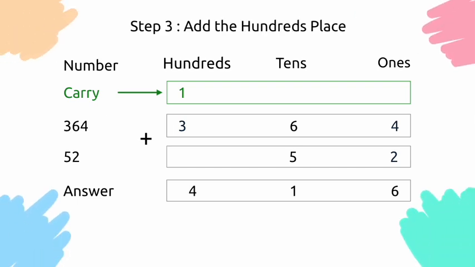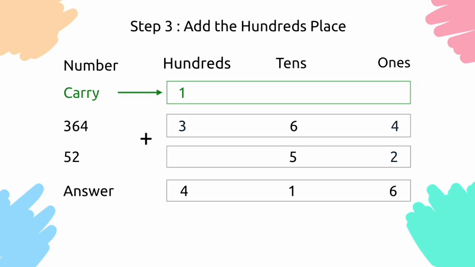Step 3. Add the hundreds place. Finally, let's add the hundreds place. In 364, the hundreds digit is 3. In 52, there are no hundreds, so we treat the hundreds as 0. Now, 3 plus 0 plus 1, carry over, is equal to 4.